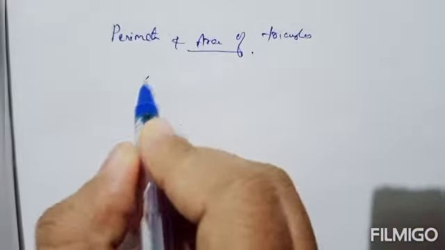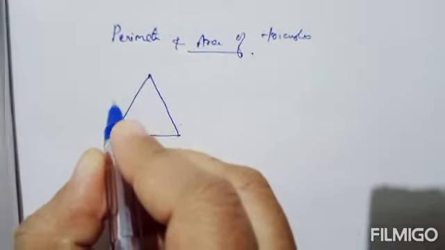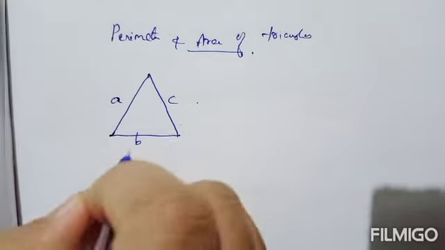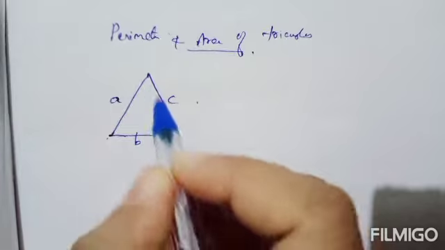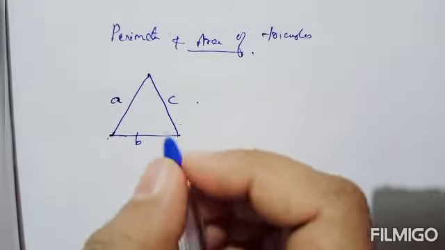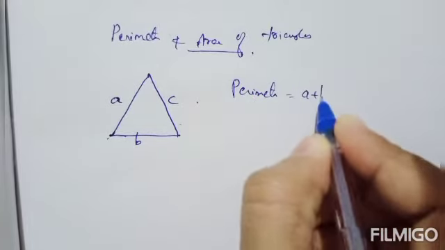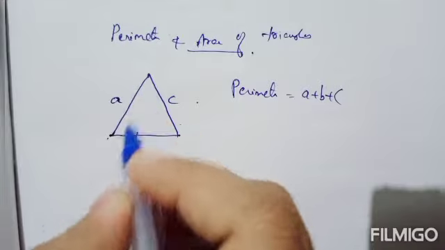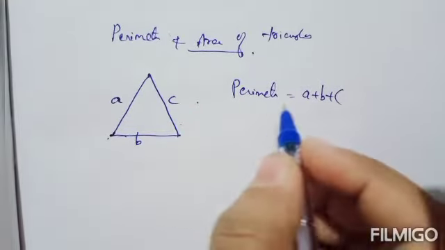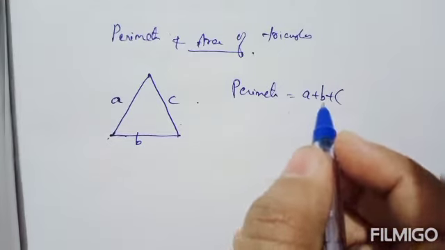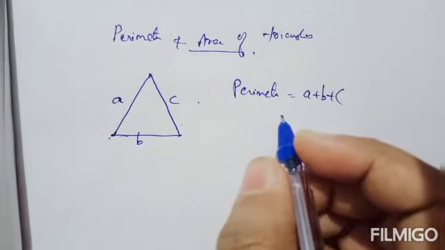Now, a triangle has three sides. If the lengths of the three sides are given, let this side be A, this side be B, and this side be C. If the three sides of a triangle are given, its perimeter is A plus B plus C, the sum of the lengths of the three sides. Given A, B, C are the three sides of a triangle.